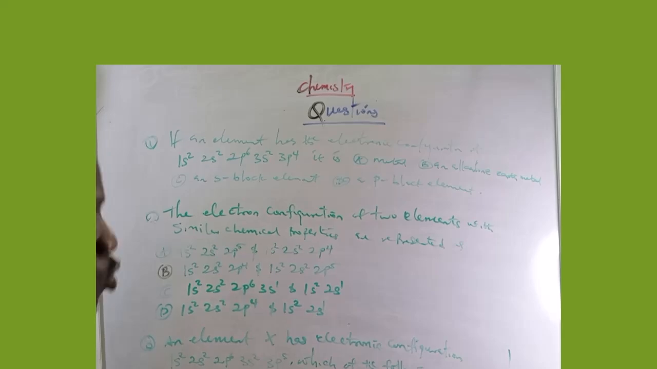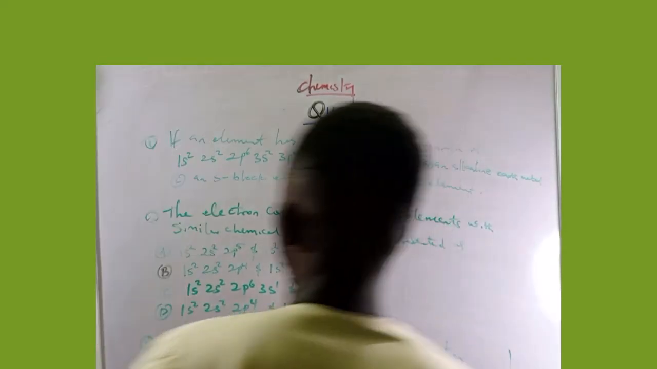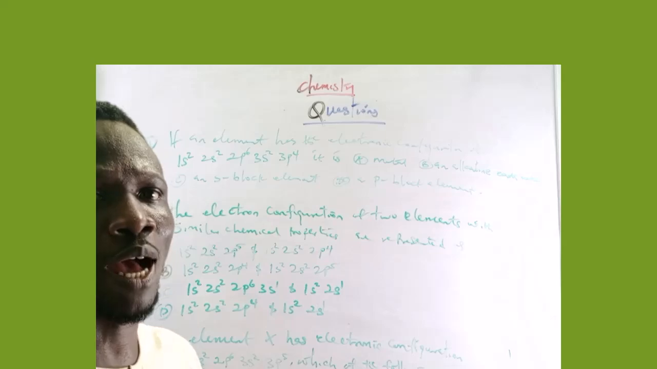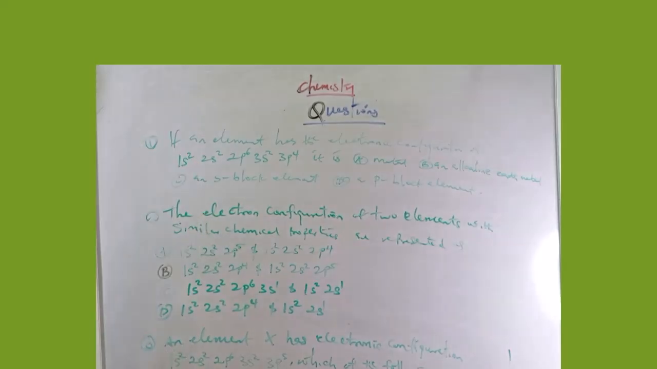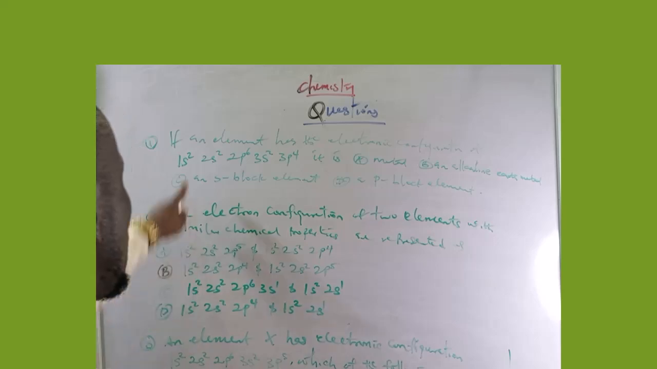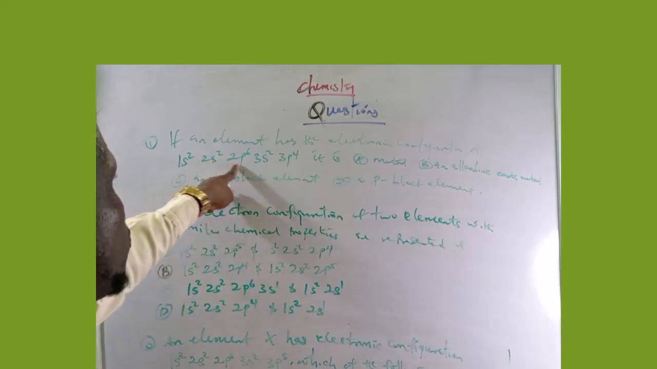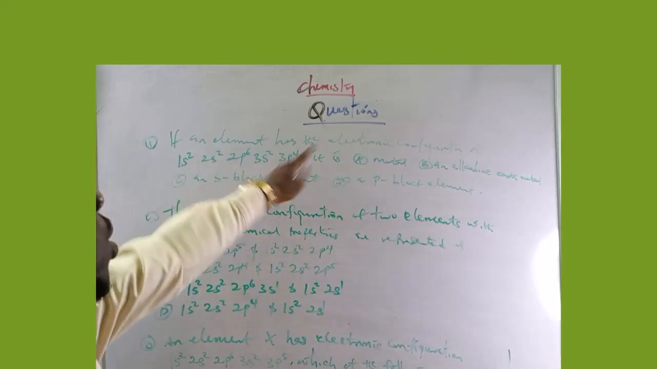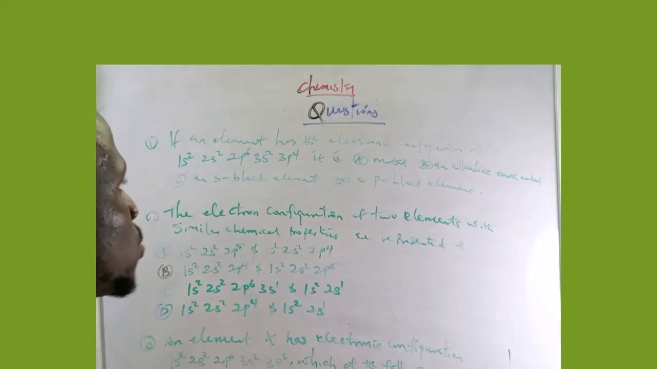Okay, let's use these three questions to explain further the periodic table we are discussing. If an element has the electronic configuration of 1s2, 2s2, 2p6, 3s2, 3p4, it is a what?